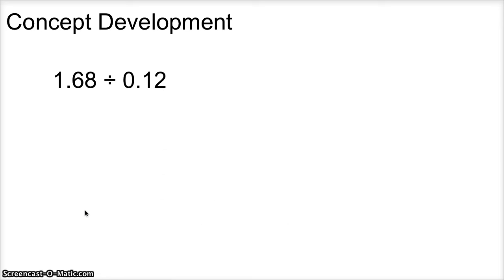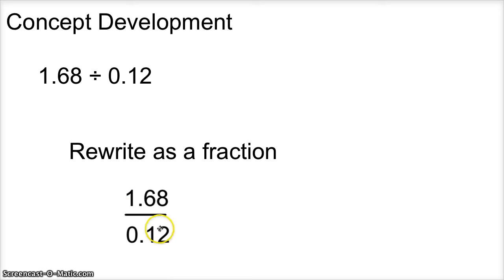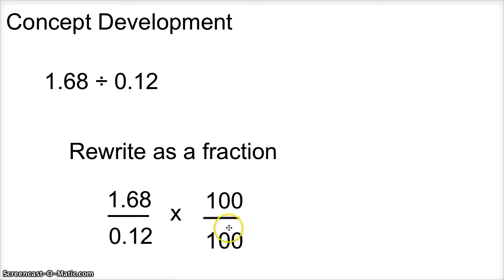Okay, last problem. 1 and 68 hundredths divided by 12 hundredths. What are you going to do first to set up this problem? Rewrite it as a fraction. So it looks like this, 1 and 68 hundredths over 12 hundredths. What can you do to get rid of the decimal? Both of these numbers are in the hundredths place, so I'm going to multiply it by 100.